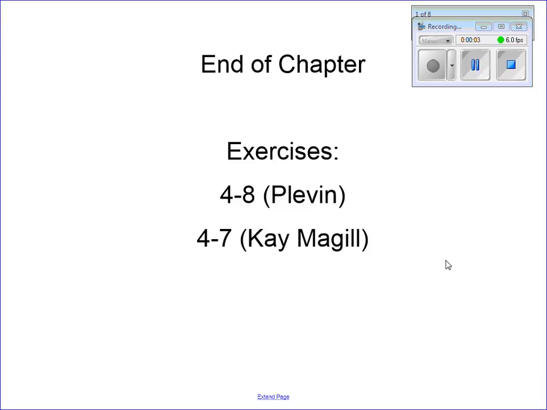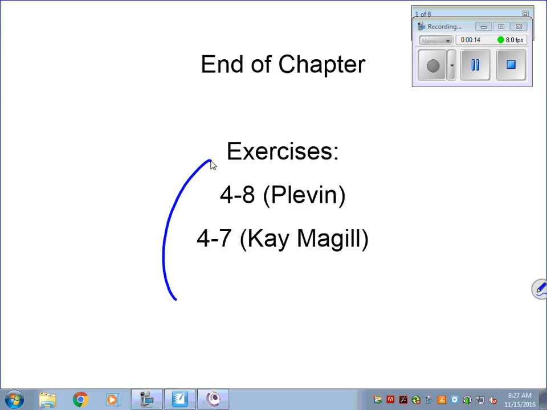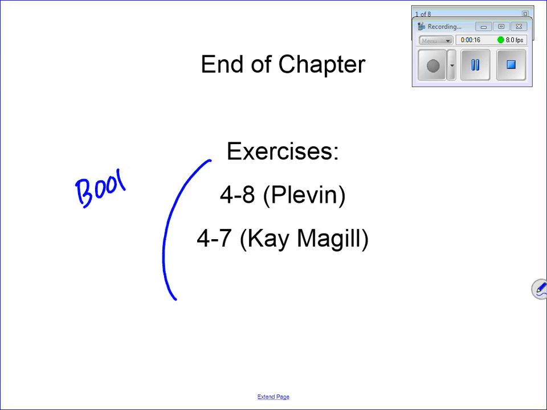Together we'll do 4-8. It's exercise 4-8, not brief exercise 4-8, and it's the Plevin Company. You can find it on, actually, everything in the book is on 196. Cool.